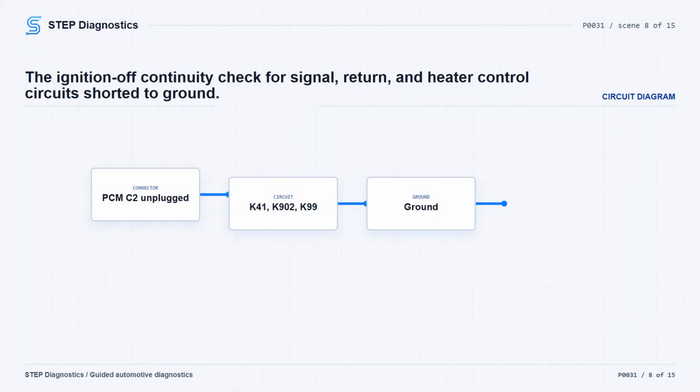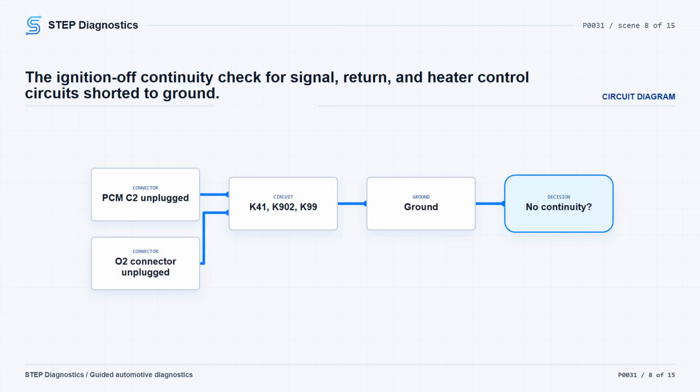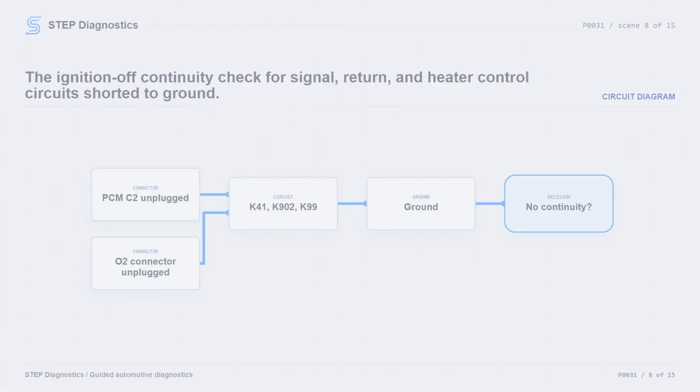Next, check for circuits that are shorted where they should not be. With the ignition off, disconnect the O2 sensor harness connector and the PCM-C2 harness connector. Check continuity between ground and the O2 sensor 1/1 signal circuit, the O2 sensor 1/1 return circuit, and the O2 sensor 1/1 heater control circuit at the O2 sensor harness connector. There should be no continuity to ground on any of those circuits. If any circuit shows continuity, repair that circuit for a short to ground. Use the wiring layout and any inline connectors to isolate where the short is, then verify the repair.